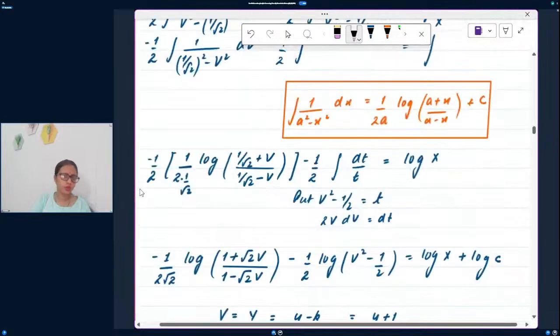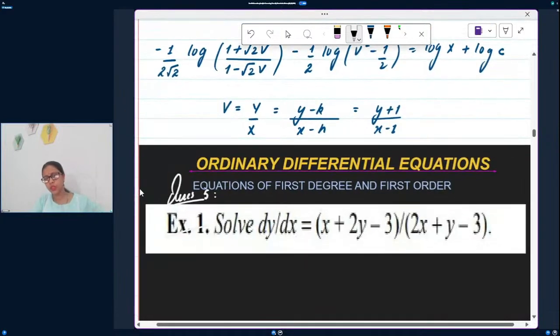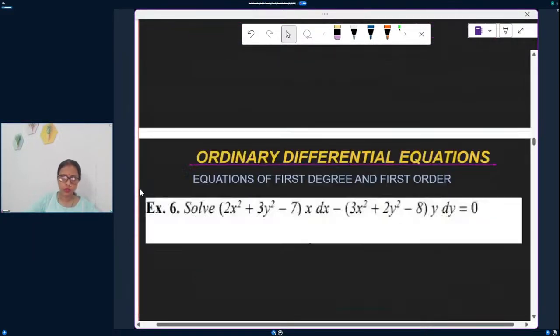Chalo. Try this question now. Okay? It's exactly the same. We'll move ahead. Question number 6. Try this.